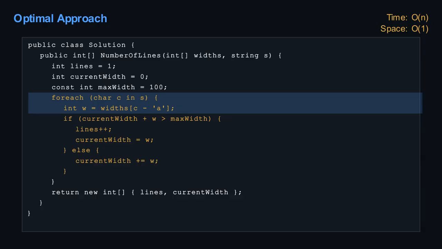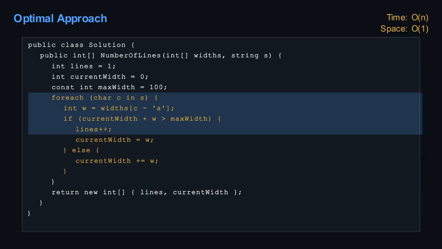In our code, we start by declaring two variables. The first is a counter for the number of lines, which we initialize to 1 because we always start on the first line. The second is a variable for the current width of the line we are writing on, which starts at 0. We also define a constant for the maximum width allowed, which is 100. Then, we begin a loop that goes through every single character in our input string, one by one. Inside the loop, we first find out how wide the current letter is. We do this by looking up the letter in our list of widths. Since the list is ordered by the alphabet, we find the position of the letter and grab its width value.